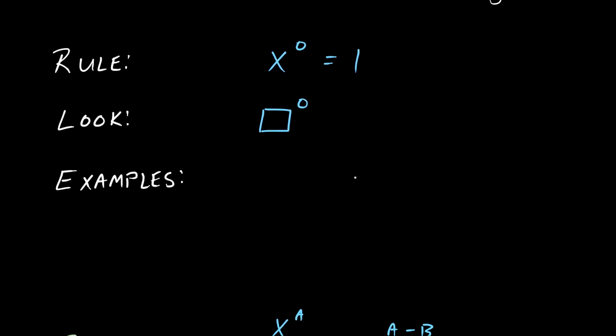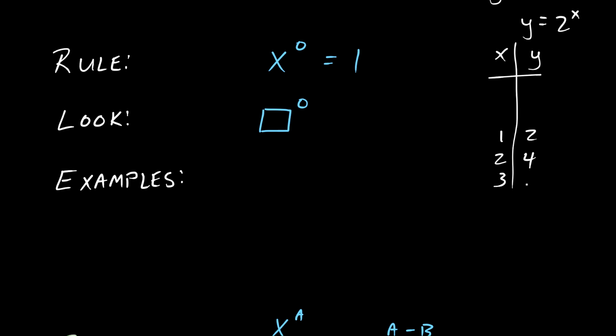And here's a rule that comes up quite often. If you have anything raised to the 0 power, it's equal to 1. This seems counterintuitive for many people, but if you take a look at a table of values, let's say we're looking at y equals 2 to the x. Most people feel pretty comfortable if they plug in 1, 2 to the first power is 2. If you plug in 2, 2 to the second power is 4. If you plug in 3, 2 to the third power is 8.